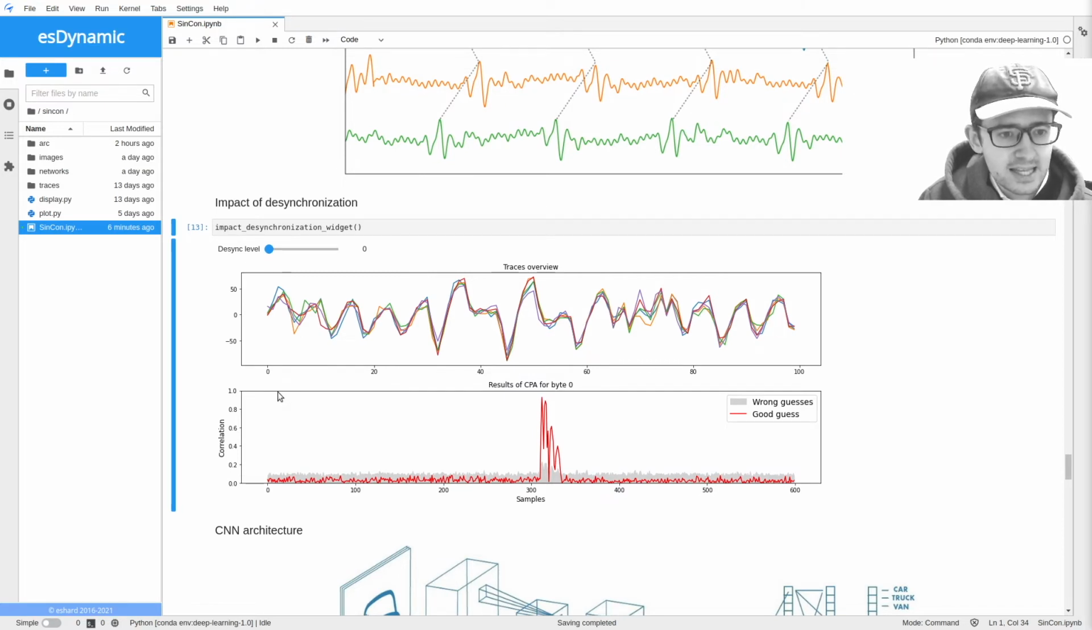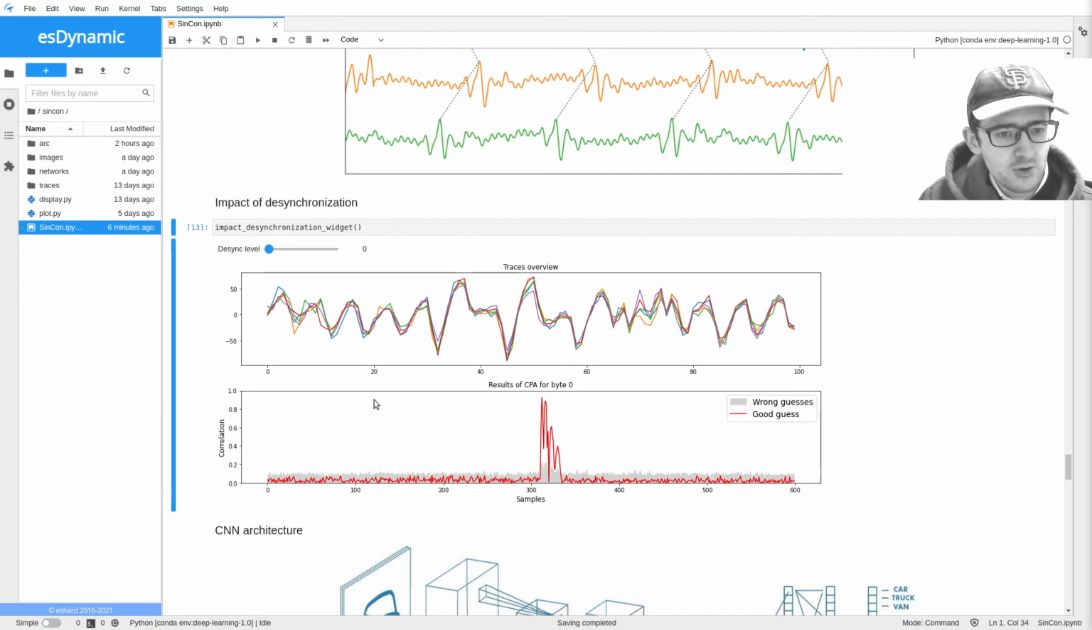So here you can see an example of what is the impact of desynchronization on an attack that uses the correlation distinguisher. At the top, you can see the overview of the traces used for the attack. And at the bottom, you can see the result of the attack with the corresponding correlation result. So at the beginning here, there is no desynchronization, and we can see that the attack works pretty well because for one of the key guesses, we observe a very high correlation.